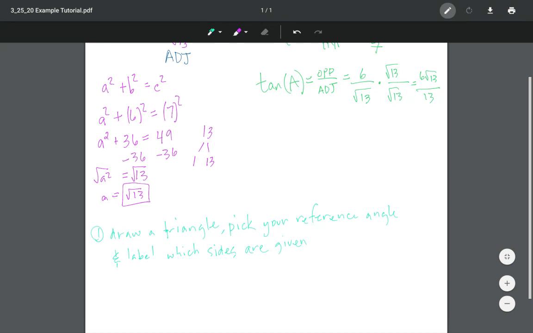I apologize if it's hard to read the pen that I'm using, but again, step 1, we're drawing a triangle. You're going to pick your reference angle. Remember that the reference angle cannot be the 90-degree angle, and then you're going to label the sides that are given in the problem. Your step 2 is then to find the missing side using the Pythagorean theorem.